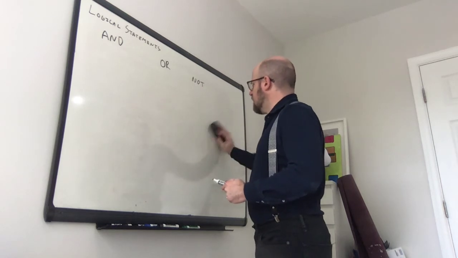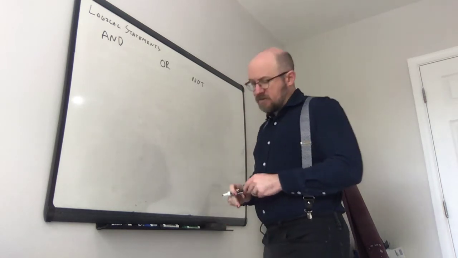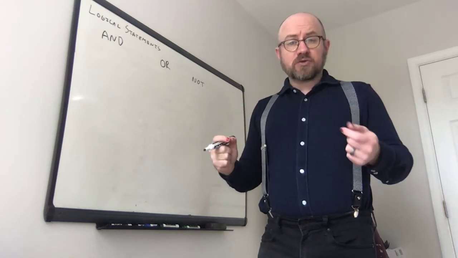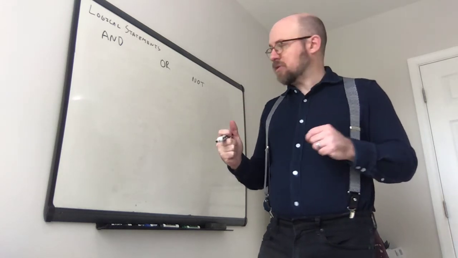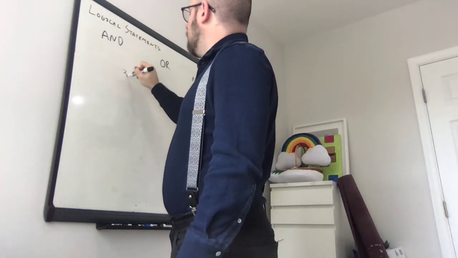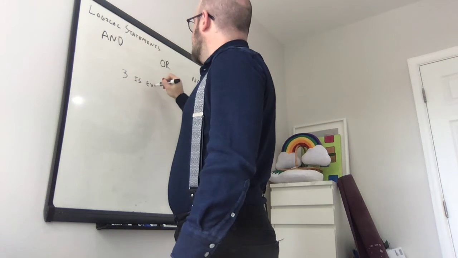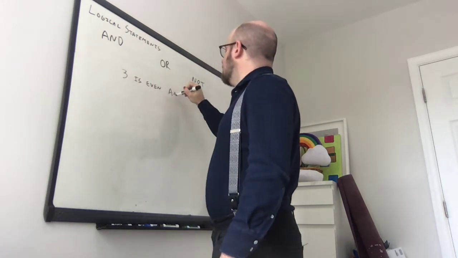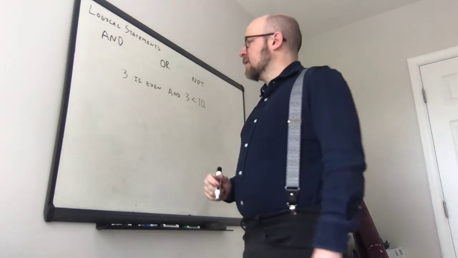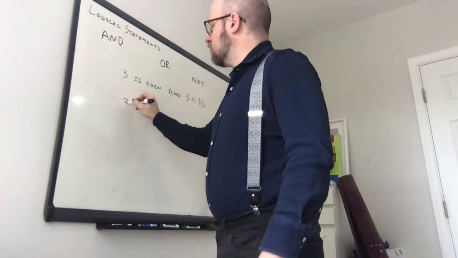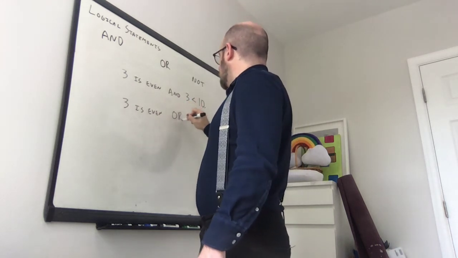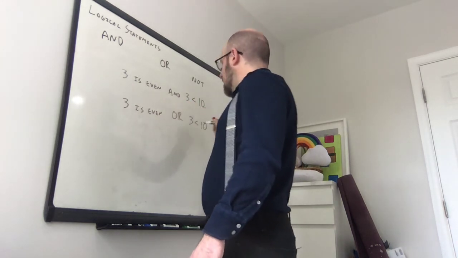So the difference between and or is just in whether you need both of them to be true or just one or possibly both of them to be true, right? So if you said, for example, 3 is even and 3 is less than 10, as opposed to 3 is even or 3 is less than 10.